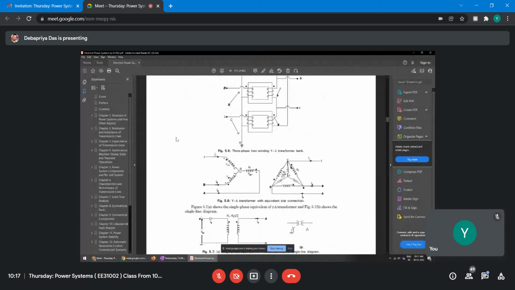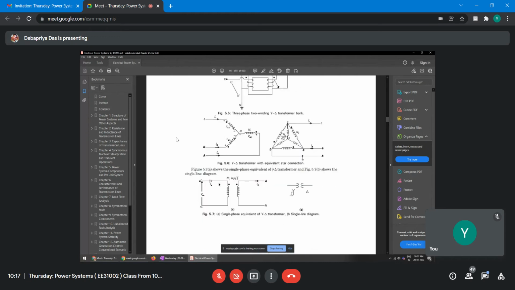And this is the delta. And if you want to make it equivalent, suppose this side is N2, so the secondary turns is N2. If you want to make it as an equivalent star kind of thing, then the turns will be N2 by root 3, N2 by root 3, and so on, right? So this way you represent this side as star, that is your VAN, right?